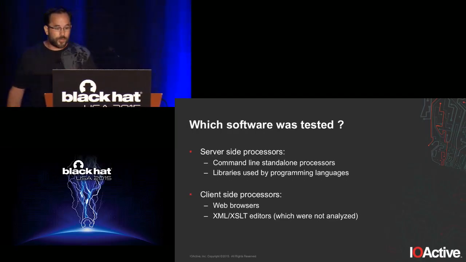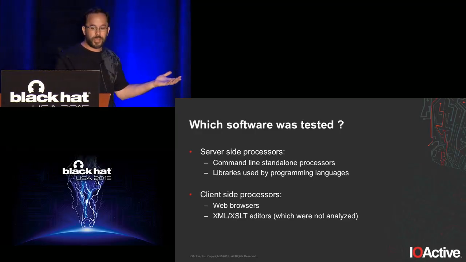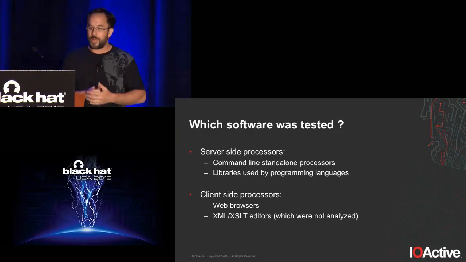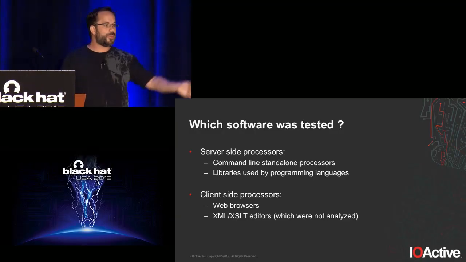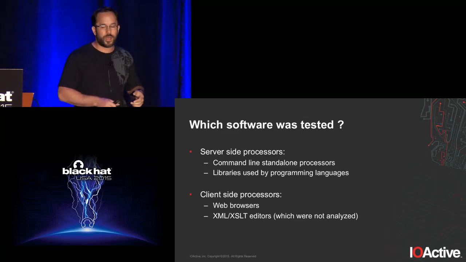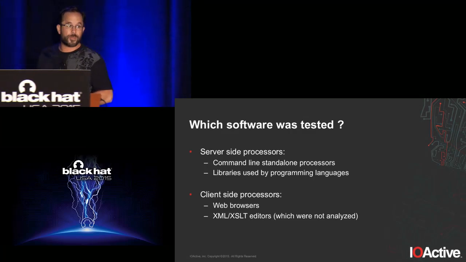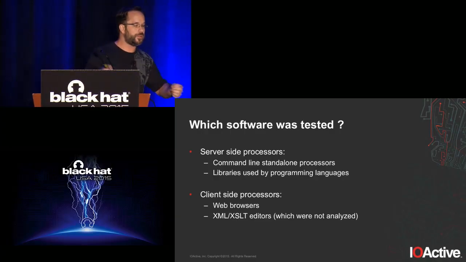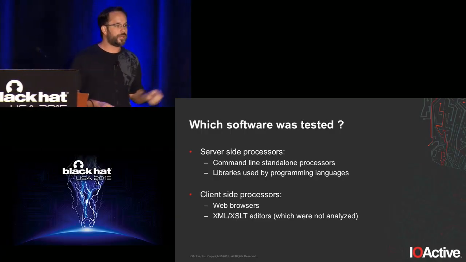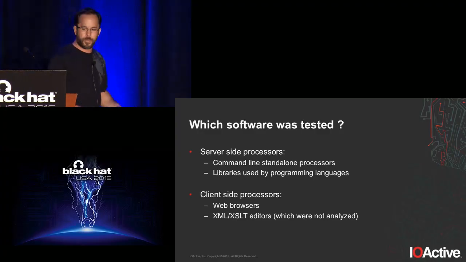There are two types of software that were tested for this matter. First, the server-side processors. These will be the standalone processes that can run from the command line, that you can execute directly to process an XML and XSLT file, or libraries which can be used by different programming languages. You can use either Python and import an XSLT library, or PHP, Ruby, whatever.